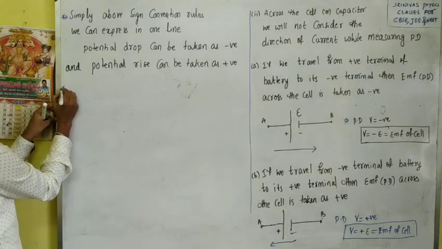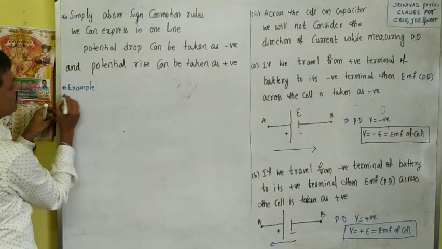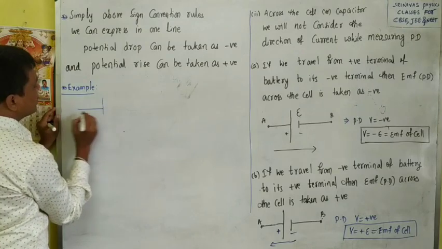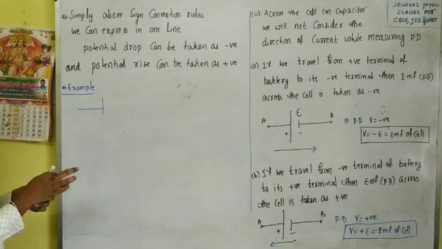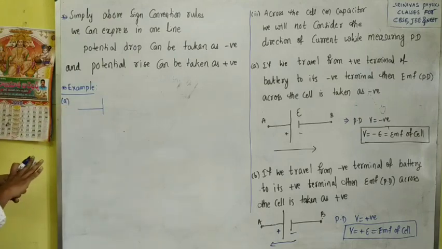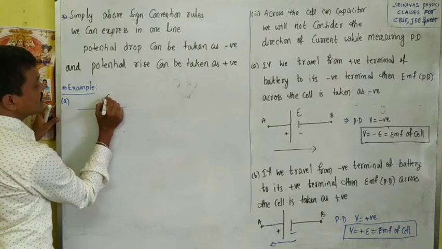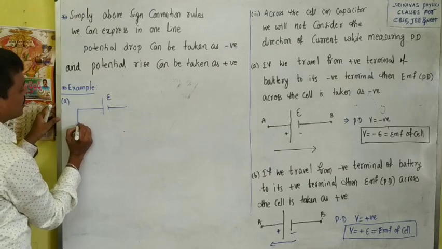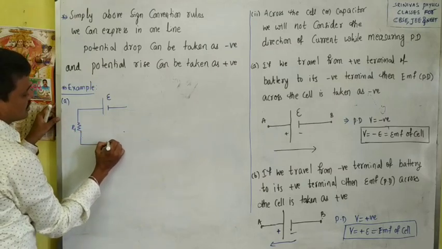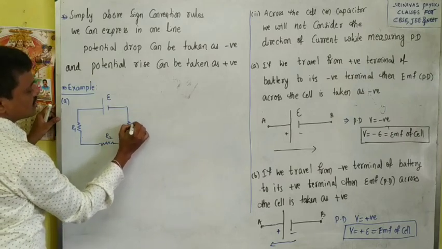Let us see the next example. Okay, we will apply the sign convention rules. Listen very carefully, it is very important. Okay, you may get confused, that's why listen very carefully and don't miss it, and don't forward the video. This is the cell with EMF E1, and this is the resistance R1, this is the resistance R2, and this is the resistance R3.